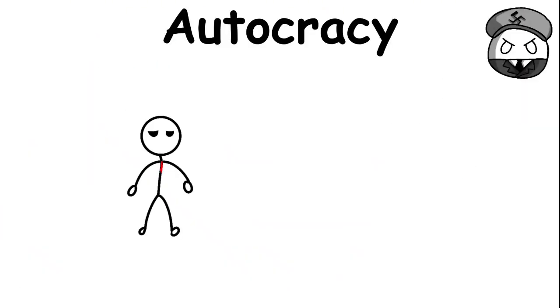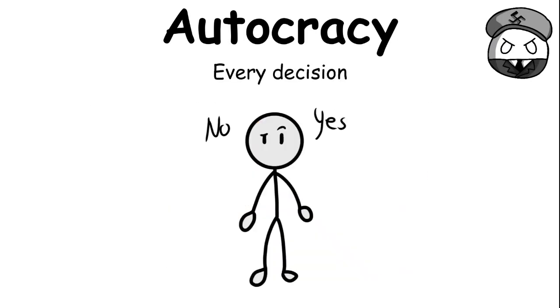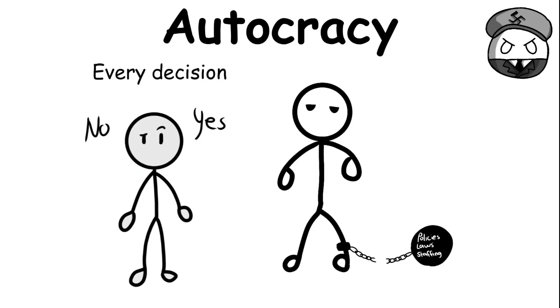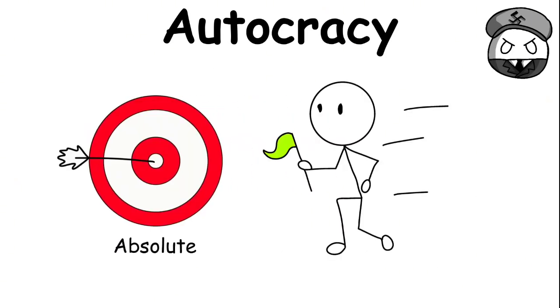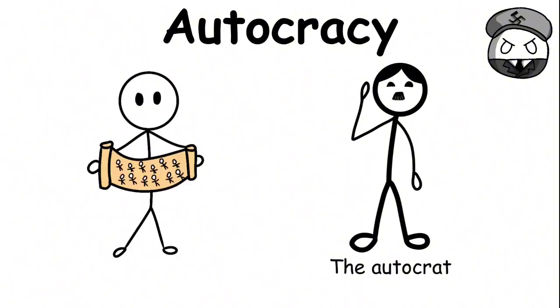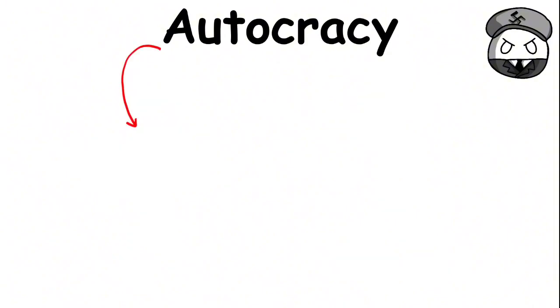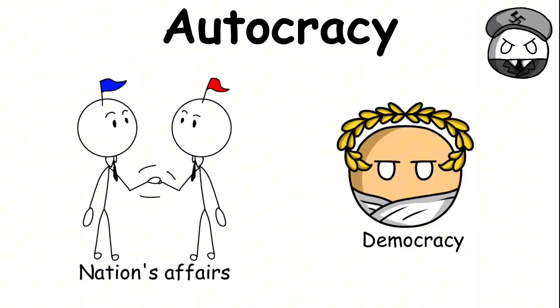Autocracy. An autocracy is when only one person or ruling party holds supreme power over an entire nation. Every decision that the autocratic ruler makes cannot be limited by external factors. These decisions are absolute and should be followed by the country. The autocrat also has total control over what the people can do when it comes to their civil liberties. In an autocracy, the people have no say in the nation's affairs, contrasting it to democracy.